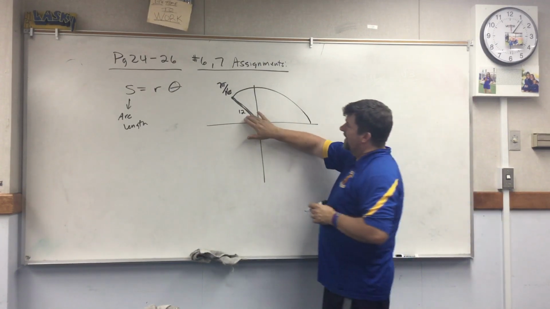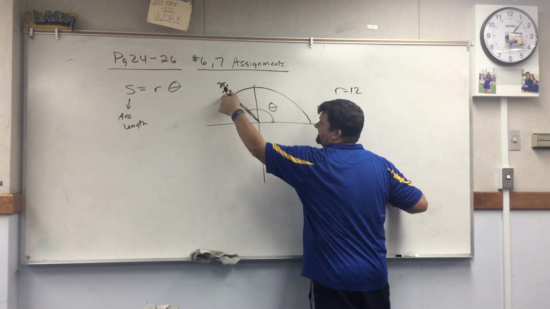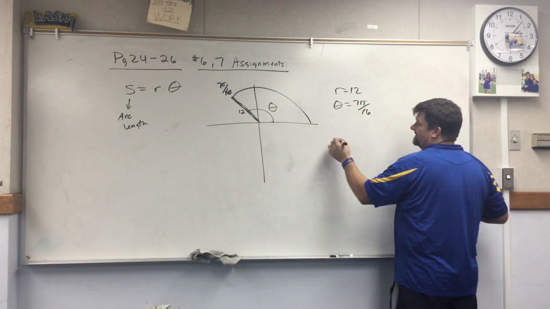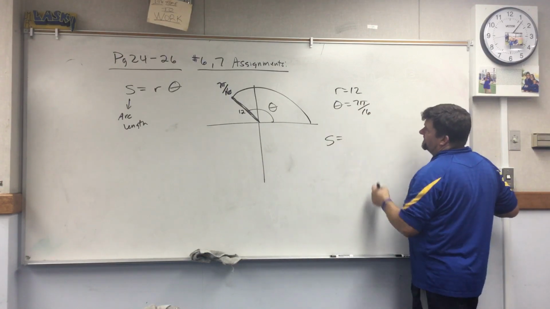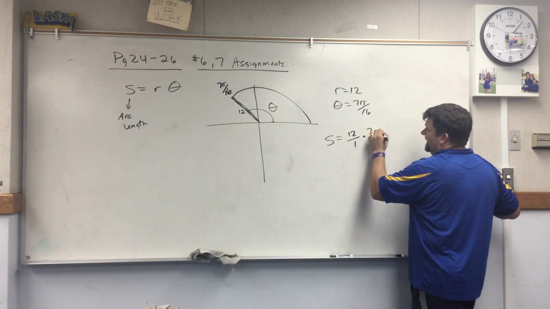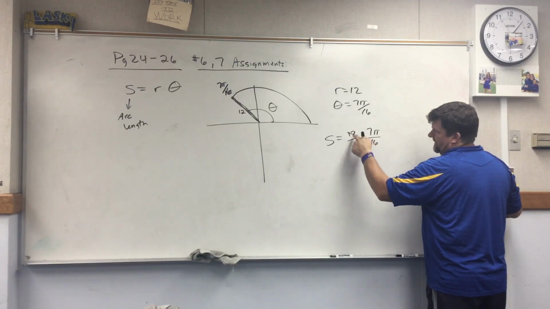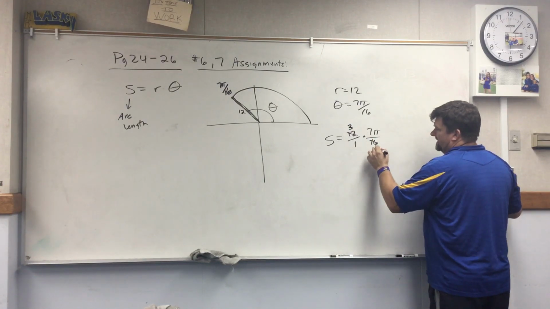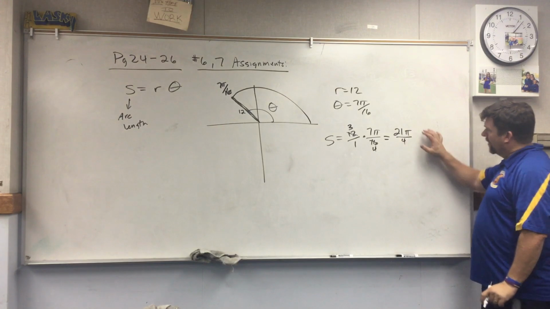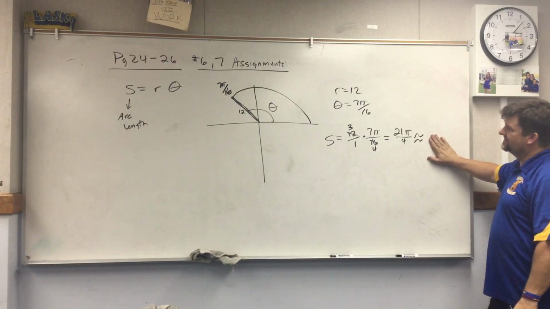So if the radius is 12, r equals 12, and theta is now 7 pi over 16, all you have to do is plug it into your formula. So it's 12 over 1 times 7 pi over 16. These simplify out a little bit, so that's going to be 3, that's going to be 4. So my answer is 21 pi over 4. Or you could plug this into a calculator and get an approximate decimal if you wanted to. Some of the answers are in decimal.